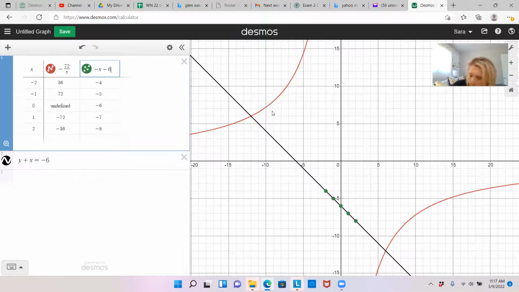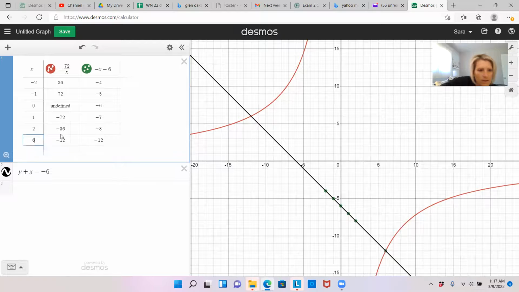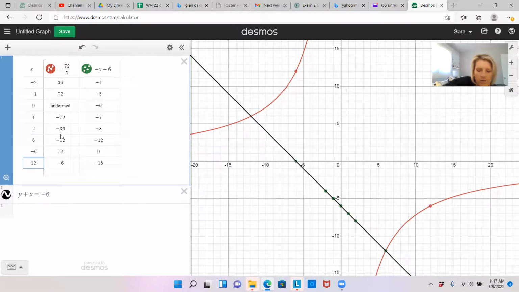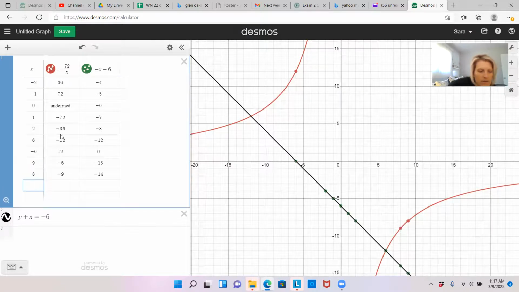So we want this to be, we're looking for the same numbers. So I'm going to just see what other numbers divide into 72. So 6 does, a negative 6 does, 12. We see 12 does, 9 does, 8 does. Okay.